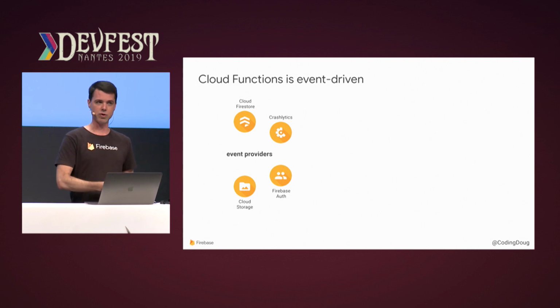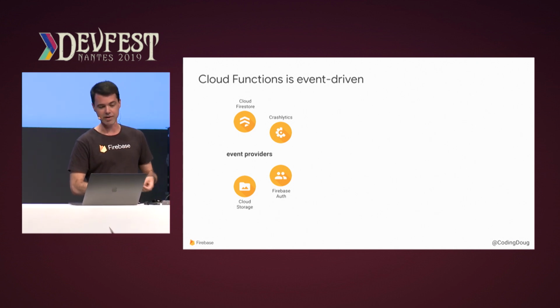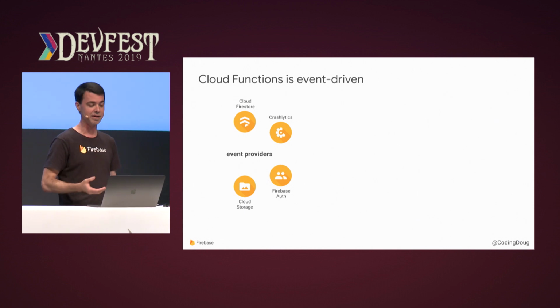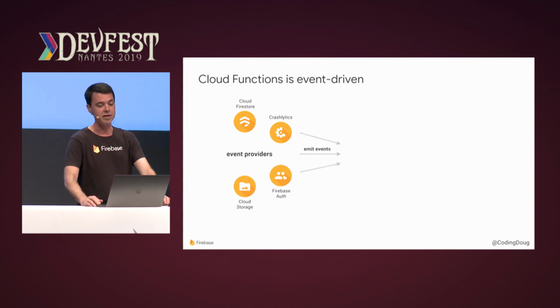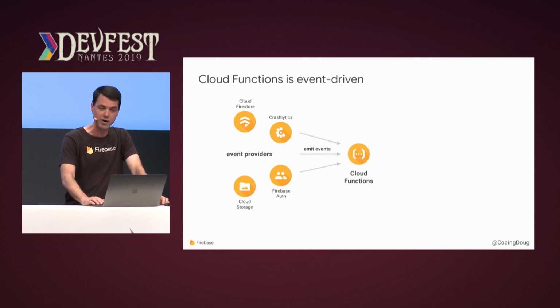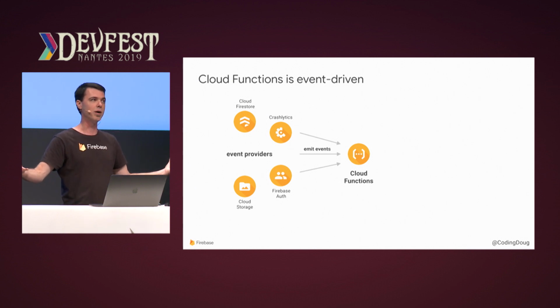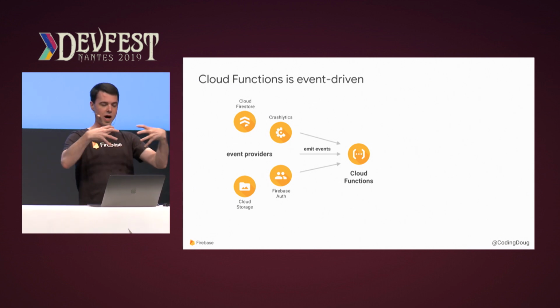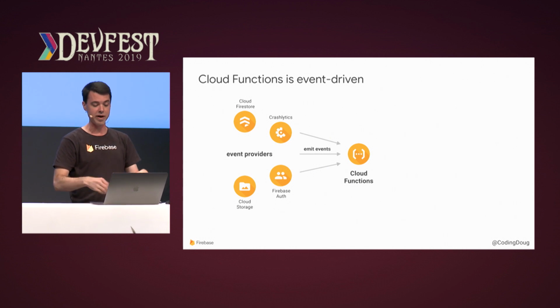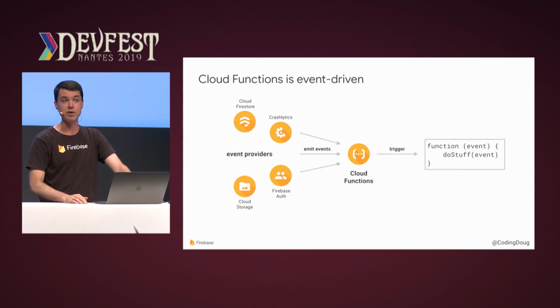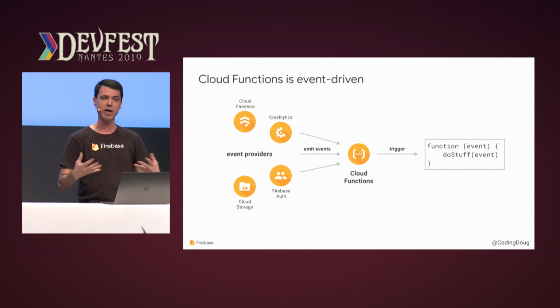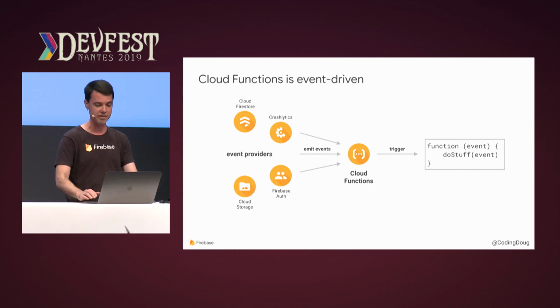So Cloud Firestore is a real-time NoSQL database. If something changes in that database, you can trigger an event. These events will get delivered to Cloud Functions. So Cloud Functions basically is the central operating point for all of these events generated by your products, and then it will turn around and trigger the function in response. So you can write code that responds to these events in various Google and Firebase products.